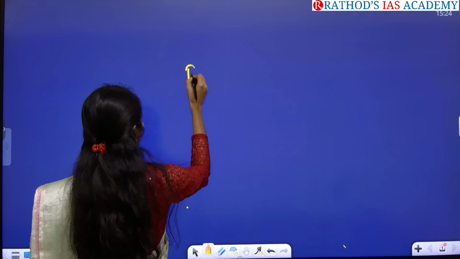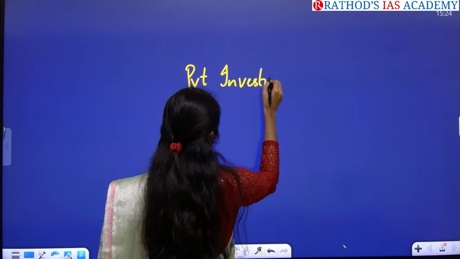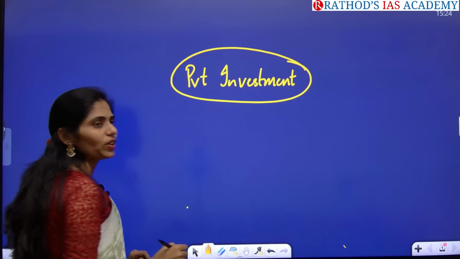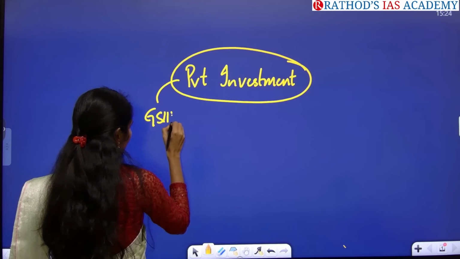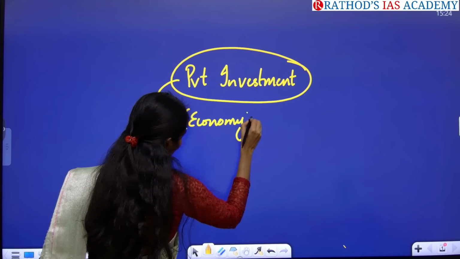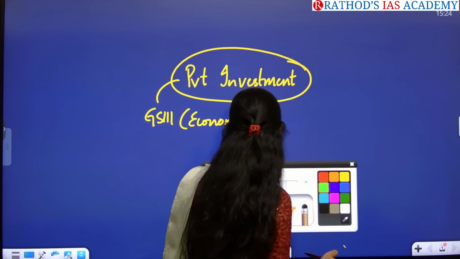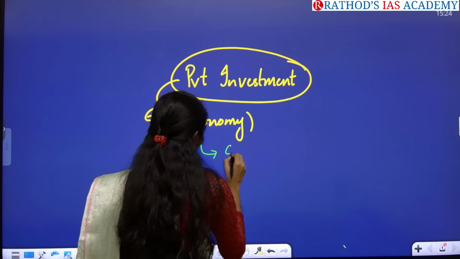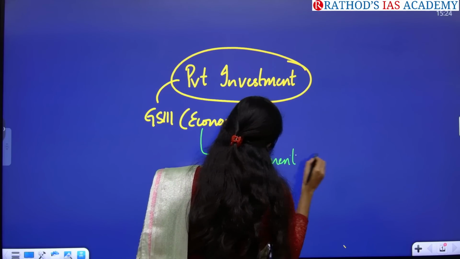So let us see the dimensions. It is talking about private investment. So where can we fit this article in our syllabus? We have GS Paper 3, and here we have the economy subject. From GS Paper 3 economy, we have to refer to this topic, and especially focus on how investment is going to impact our economy as a whole.